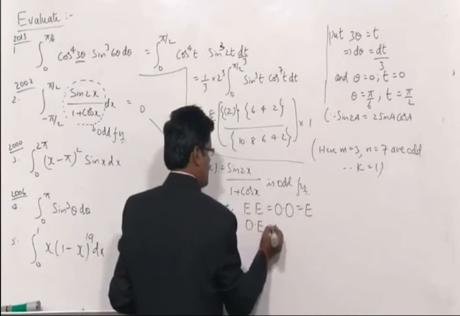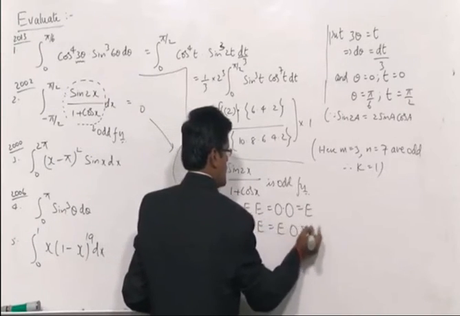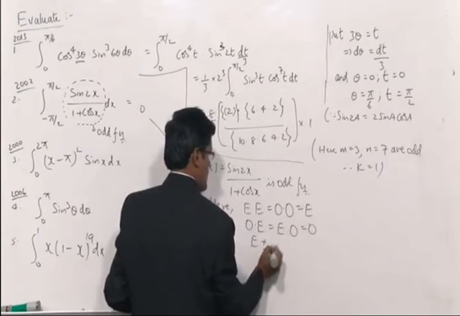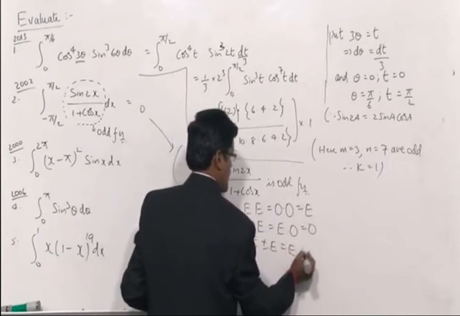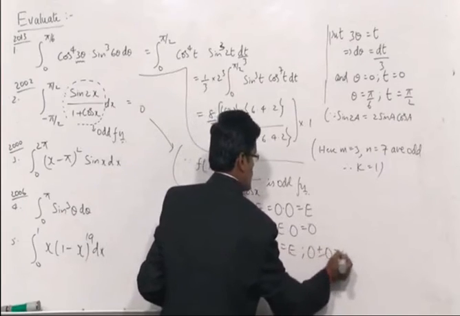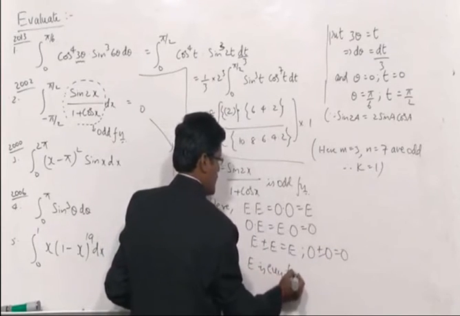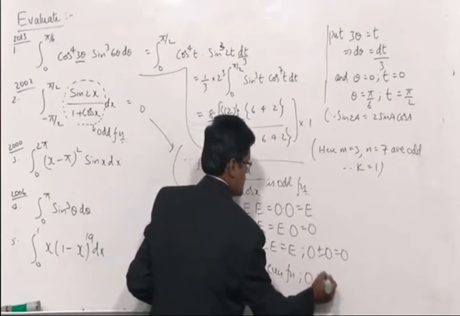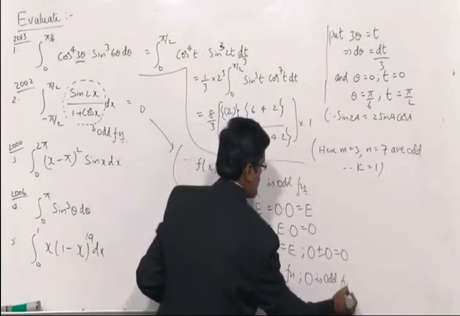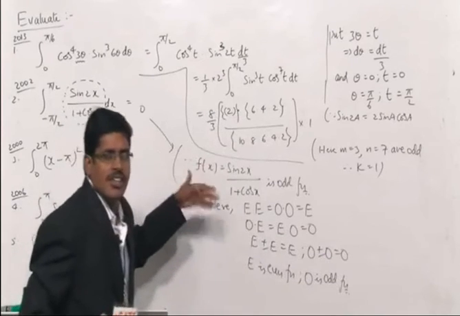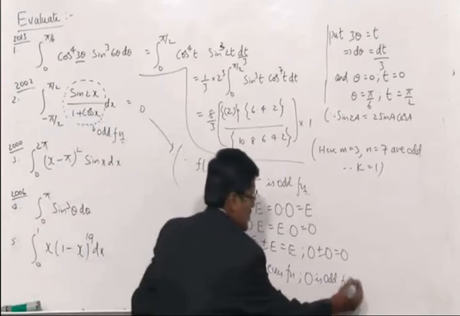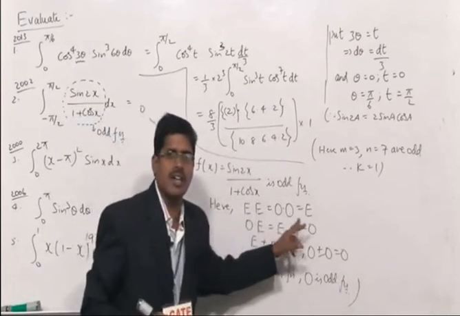Odd into even into odd is equal to odd. Even plus or minus even is equal to even. Odd plus or minus odd is equal to even. Here E is even function and O is odd function. With this logic you can also save time without verifying the procedure f of minus x equal to minus f x. E stands for even function, O stands for odd function.